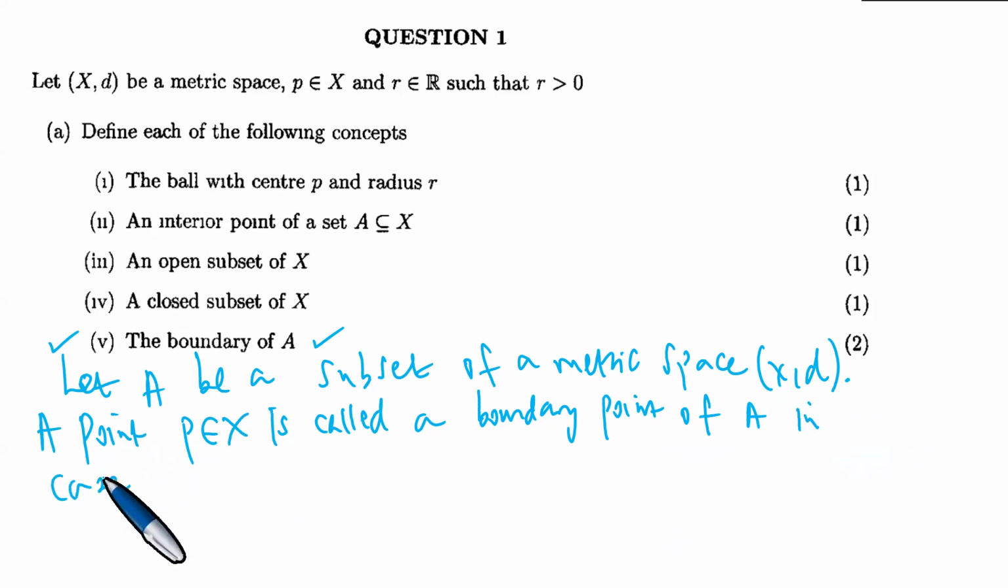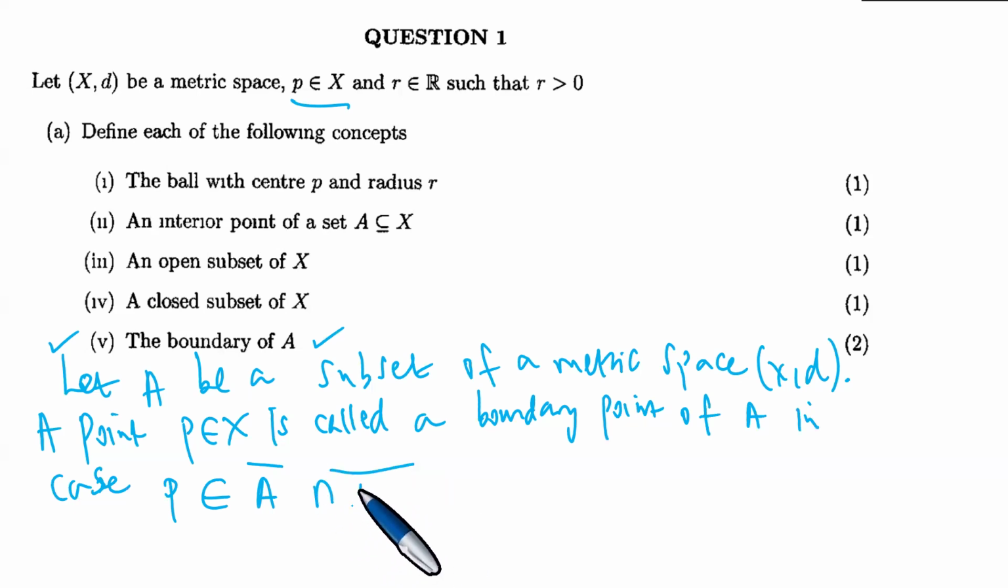P is an element of the closure of A intersection the closure of the complement of A. So P is called a boundary point of A in case P is an element of the intersection of the closure of A and the closure of the complement of A. This is a smart definition.